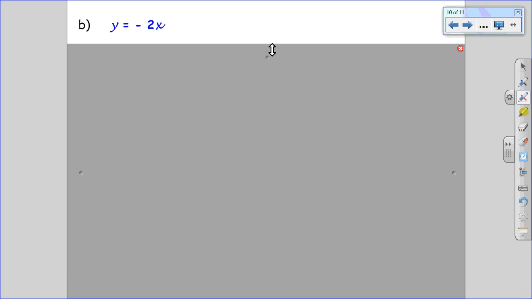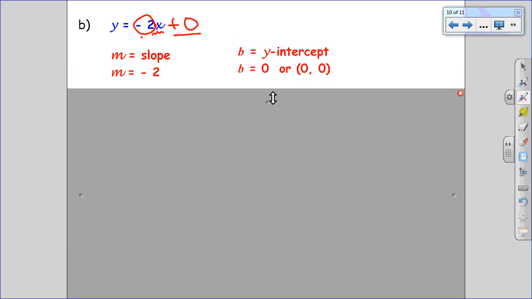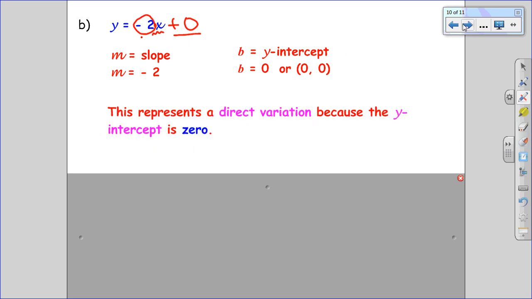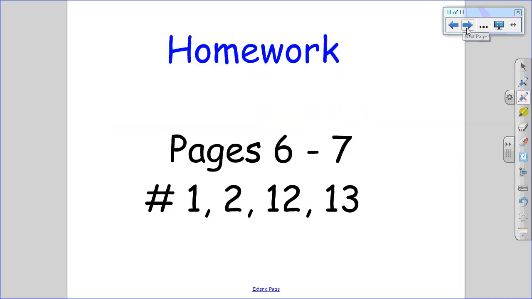If I look at this one here, y equals negative 2x, I've got nothing added on here. So it's a direct variation because my y-intercept is 0, and for my slope, I find my x, and I look directly in front, and I see negative 2. So my slope is negative 2, the y-intercept is 0, or the ordered pair (0, 0), and it's a direct variation because the y-intercept is 0.